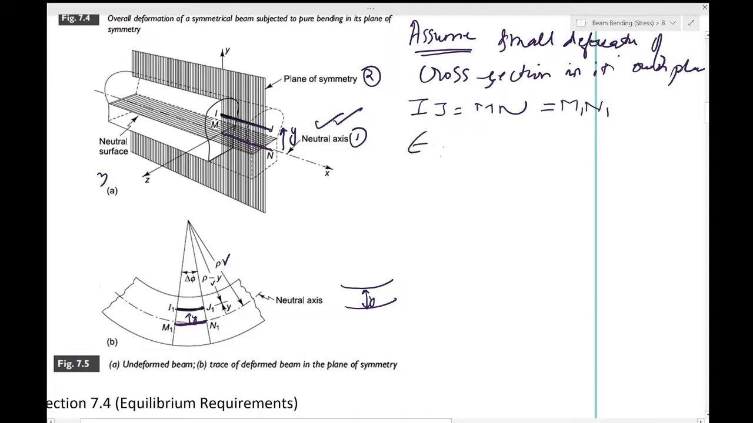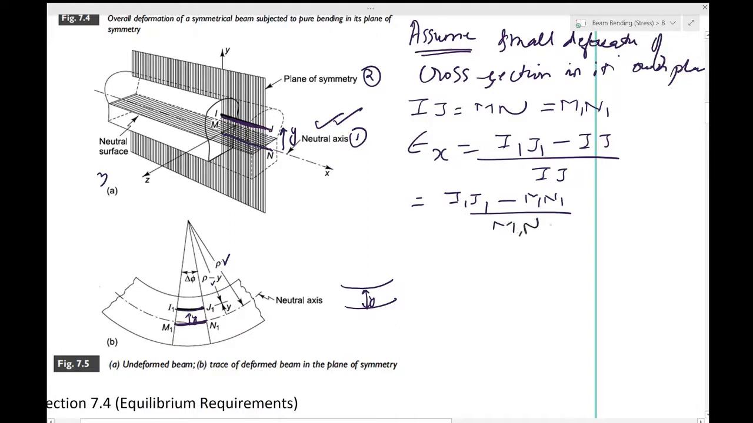the normal strain can be written as I1 J1 minus M1 N1 divided by IJ. So you want to use this as your line element and find the normal strain along the x direction. That would be I1 J1 minus IJ, the original length, divided by IJ, which is the original length. Now I1 J1 minus M1 N1 divided by M1 N1, because IJ is equal to M1 N1.